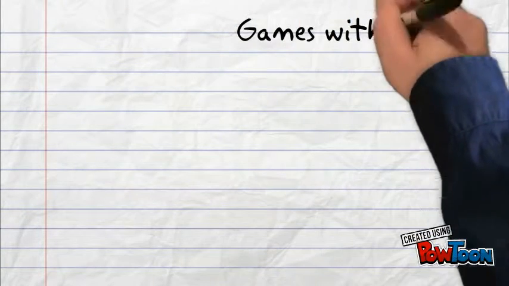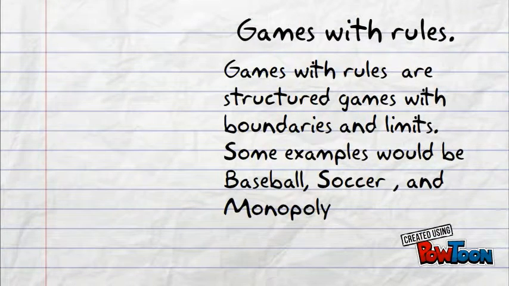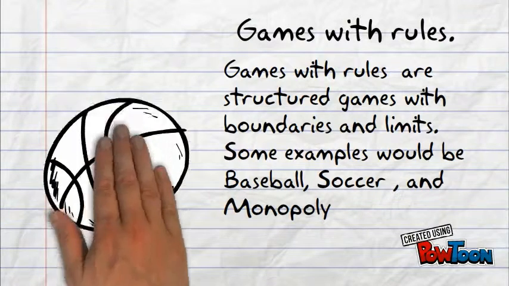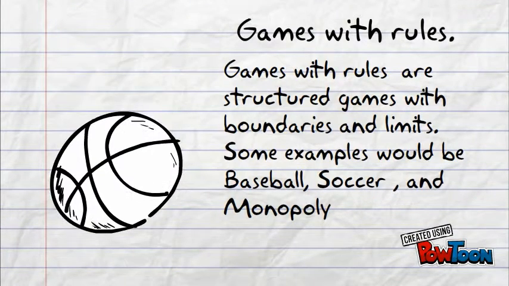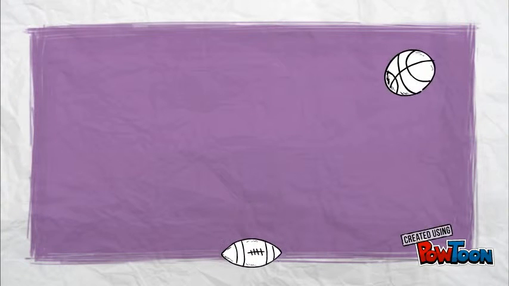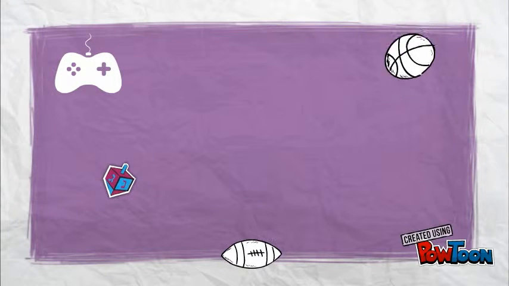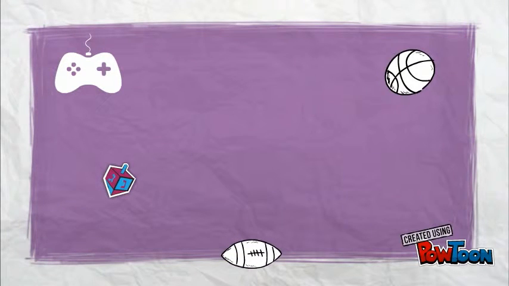Lastly, we have games with rules. Some examples of games with rules would be soccer, Monopoly, basketball, and baseball. Whether it's baseball, softball, or soccer, games with rules give children the ability to develop reasoning strategies and skills. They give boundaries to naturally egocentric children.